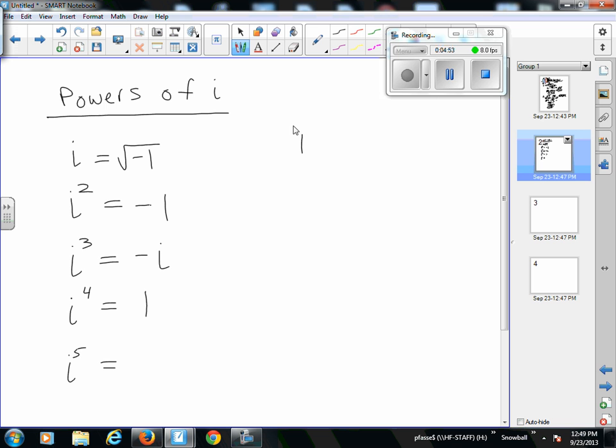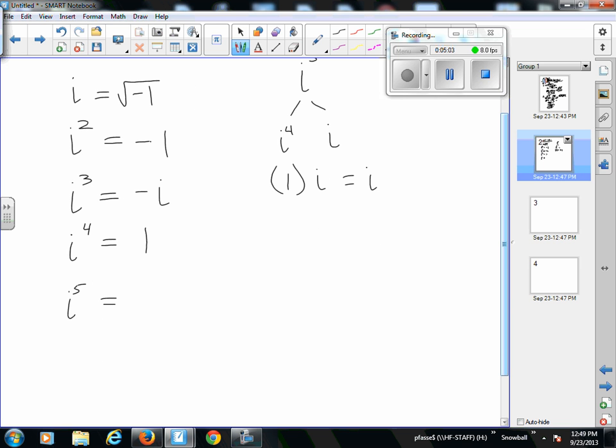Okay, now let's try i to the 5th. You can break it down any way you want, but i to the 4th is really nice because i to the 4th equals 1. So if I insert 1 there, 1 times i is simply i. So i to the fifth equals i. I apologize, I misspoke earlier. I to the fourth equals 1, and 1 times i is simply i. I to the fifth goes back to i.